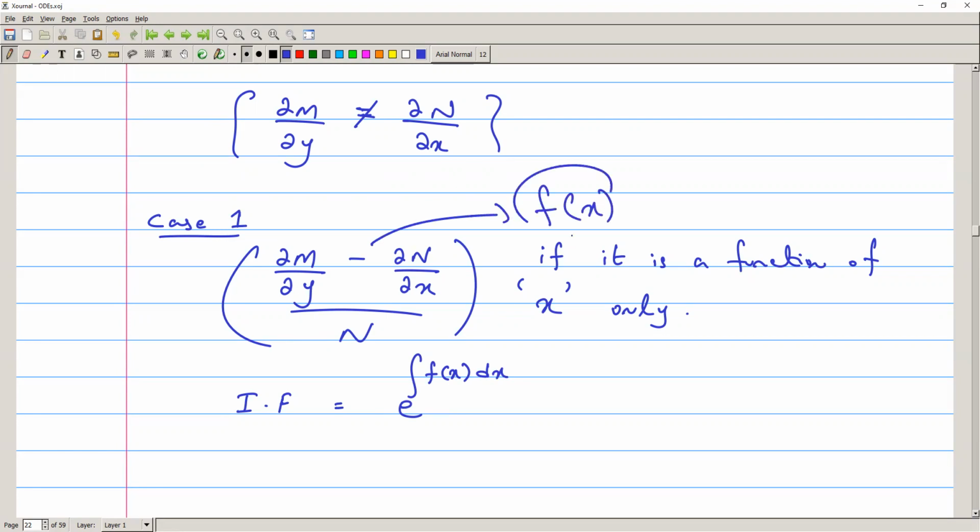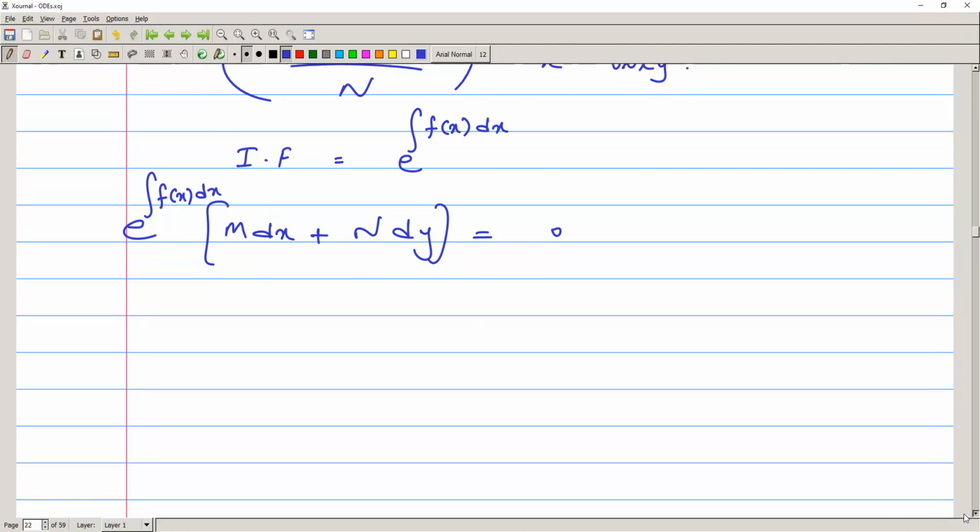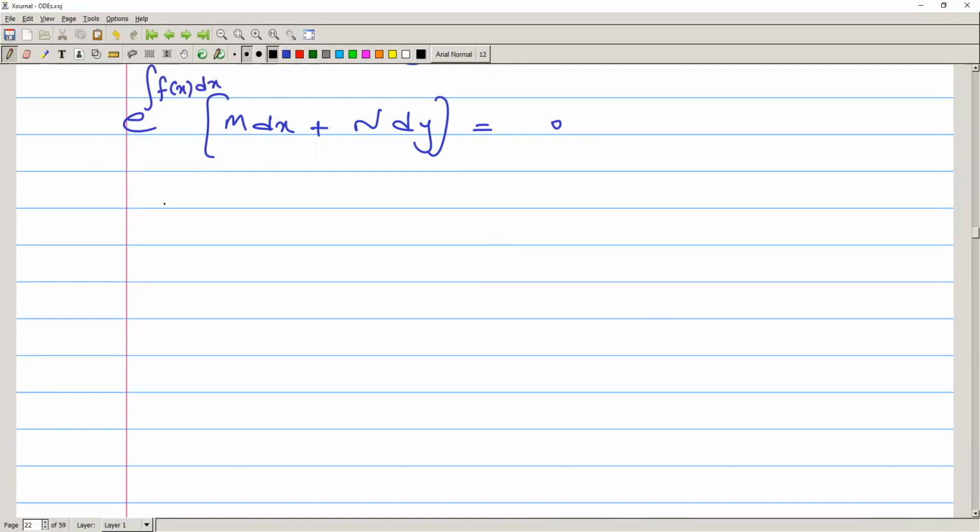This function of x represents this expression. If this is a function of x alone, then we can use this integrating factor and multiply it with the equation M dx plus N dy equals 0. So we multiply by this integrating factor, e to the power integral f(x) dx, and then the equation will become exact, right?